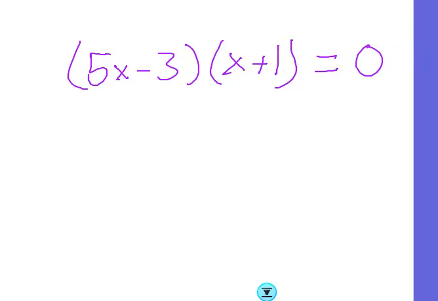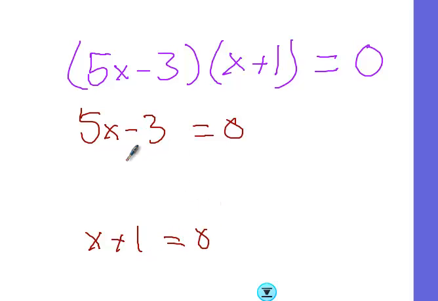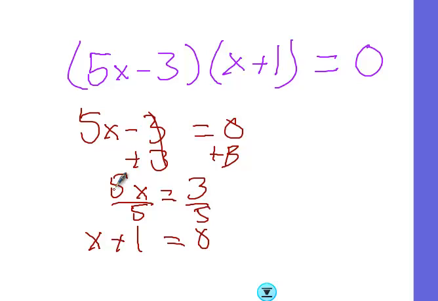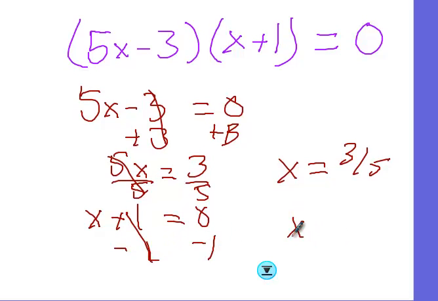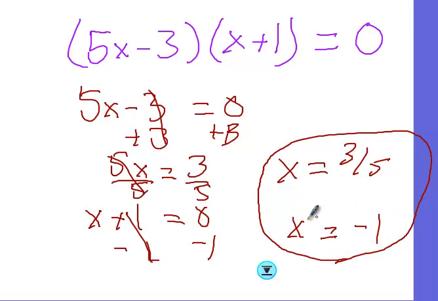But since we're solving, we have to set it equal to 0. Do them both separately. So 5x minus 3 is equal to 0. x plus 1 is equal to 0. This one we must add 3. So you get 5x equals 3. Divide by 5, and you get x equals 3/5. Or for this one, you just subtract 1, and you get x equals negative 1. Okay, so this one, the two answers are x equals 3/5 and x equals negative 1.